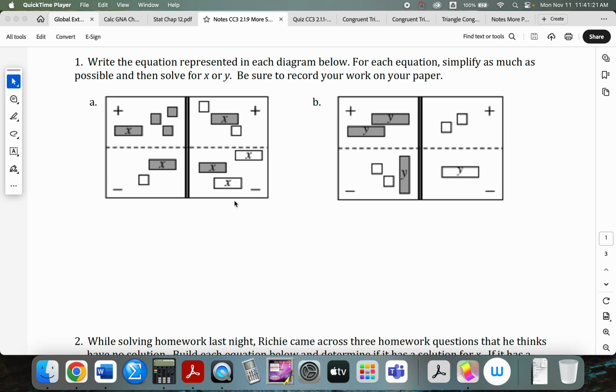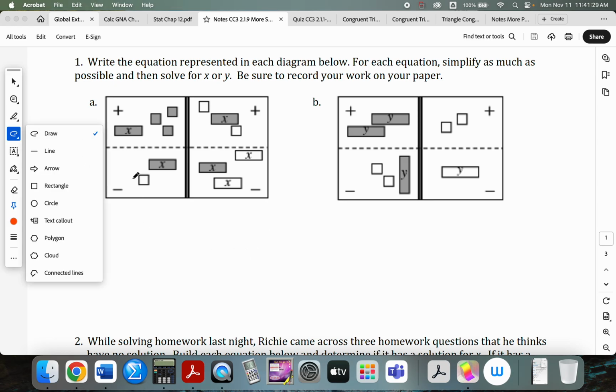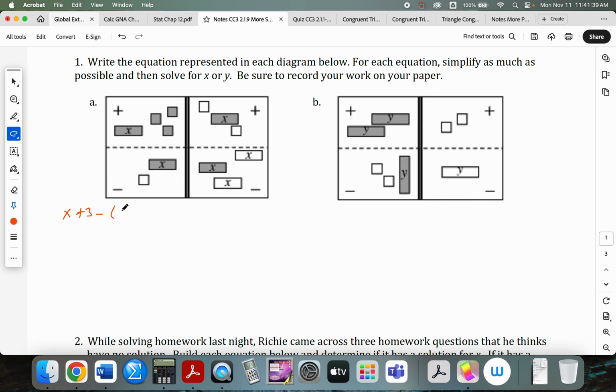All right, so we want to write the expressions first and then simplify. So for this first one, we're writing just what we see. In the positive region, we've got an x and 3 positive tiles. Minus, in the negative region, we have an x and a negative unit tile. Equals, in the positive region, I've got an x tile and 2 negative unit tiles. Minus, I've got an x tile and 2 negative x tiles.